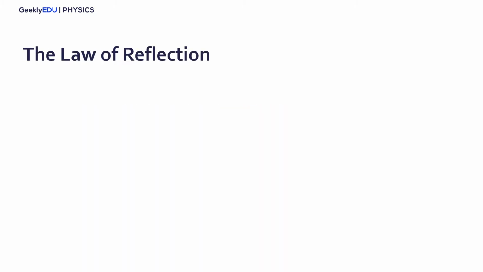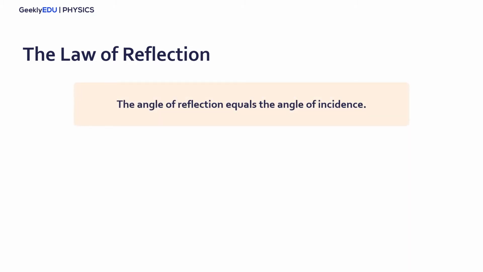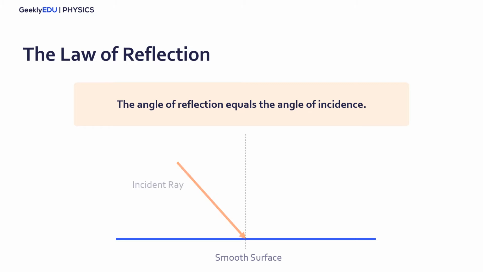Alright, so the law of reflection simply states that the angle of reflection equals the angle of incidence. So let's take an example, a smooth surface. We have an incident ray hitting the smooth surface at a certain angle, and we have a reflected ray. By the law of reflection, the reflected angle should be the same as the incident angle, and that's basically the law of reflection.